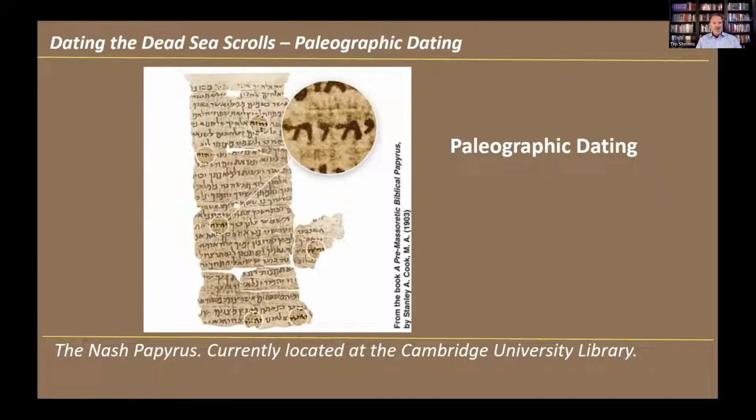The picture here that I'm showing you is a picture of the Nash Papyrus. It's currently located at Cambridge University. It is not one of the Dead Sea Scrolls, but it was dated with paleographic methods. It was found prior to the Dead Sea Scrolls, and the dating of the Nash Papyrus actually became foundational for dating all of the Dead Sea Scrolls.